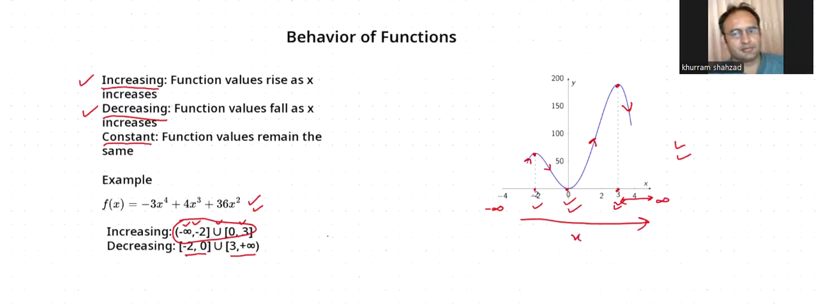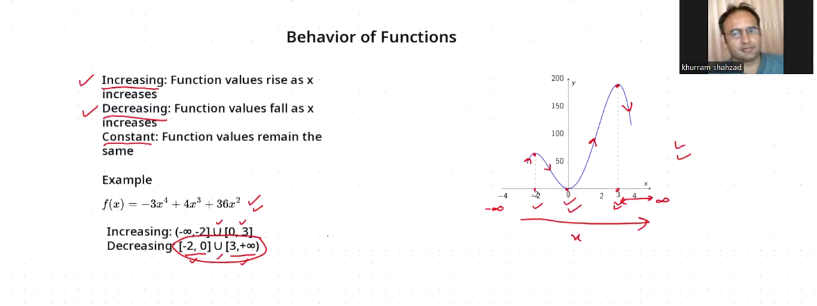So in these two intervals, the function is increasing, and for decreasing, we can see that these are two intervals at which the function is decreasing. So we have put the union sign between them. It means that we are combining these two intervals.